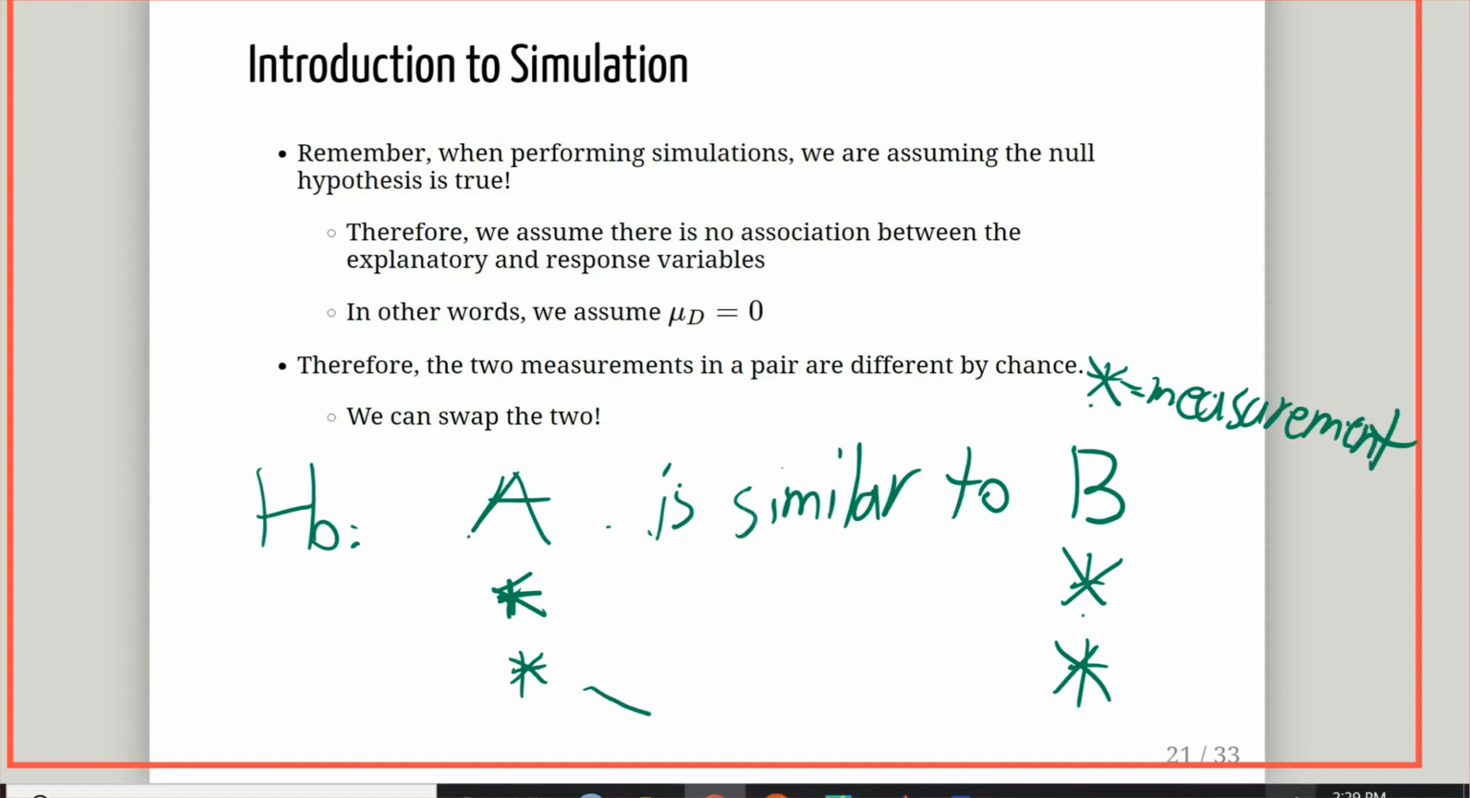We can just once in a while swap the two measurements within a pair and not suffer any consequences because A is similar to B. So there won't be a problem if we swap them. Swap the two measurements within a pair. The difference will be the same.